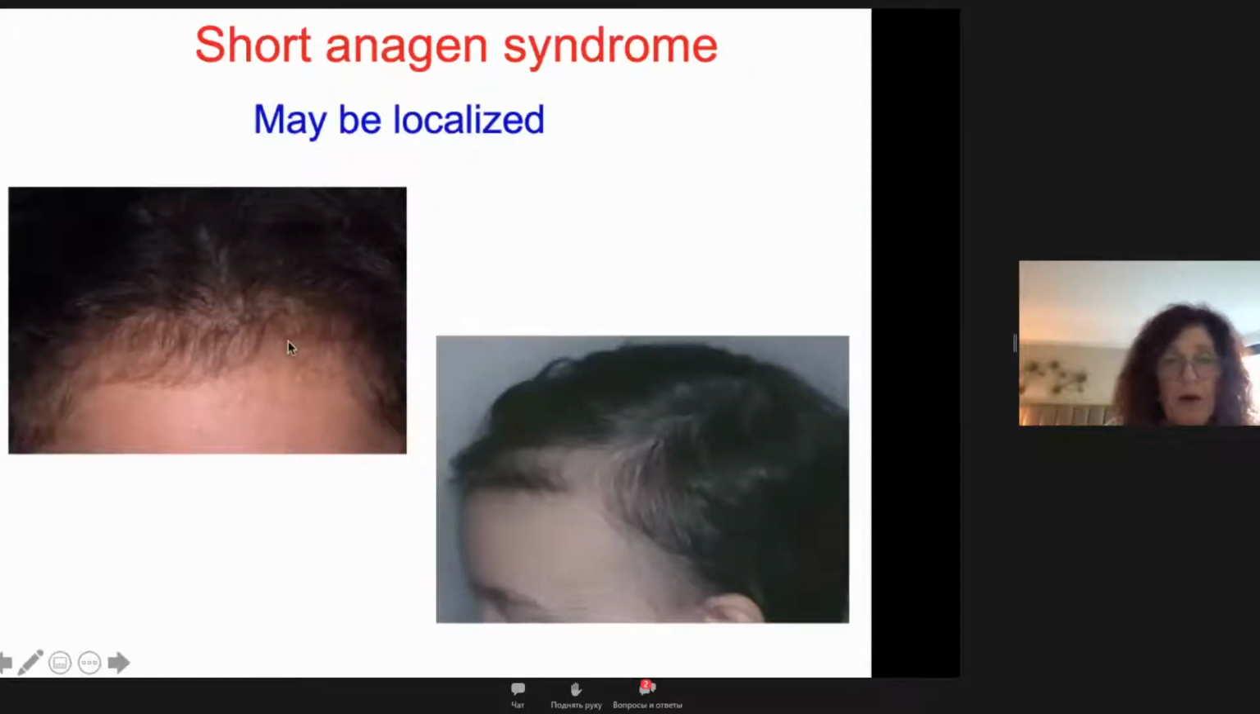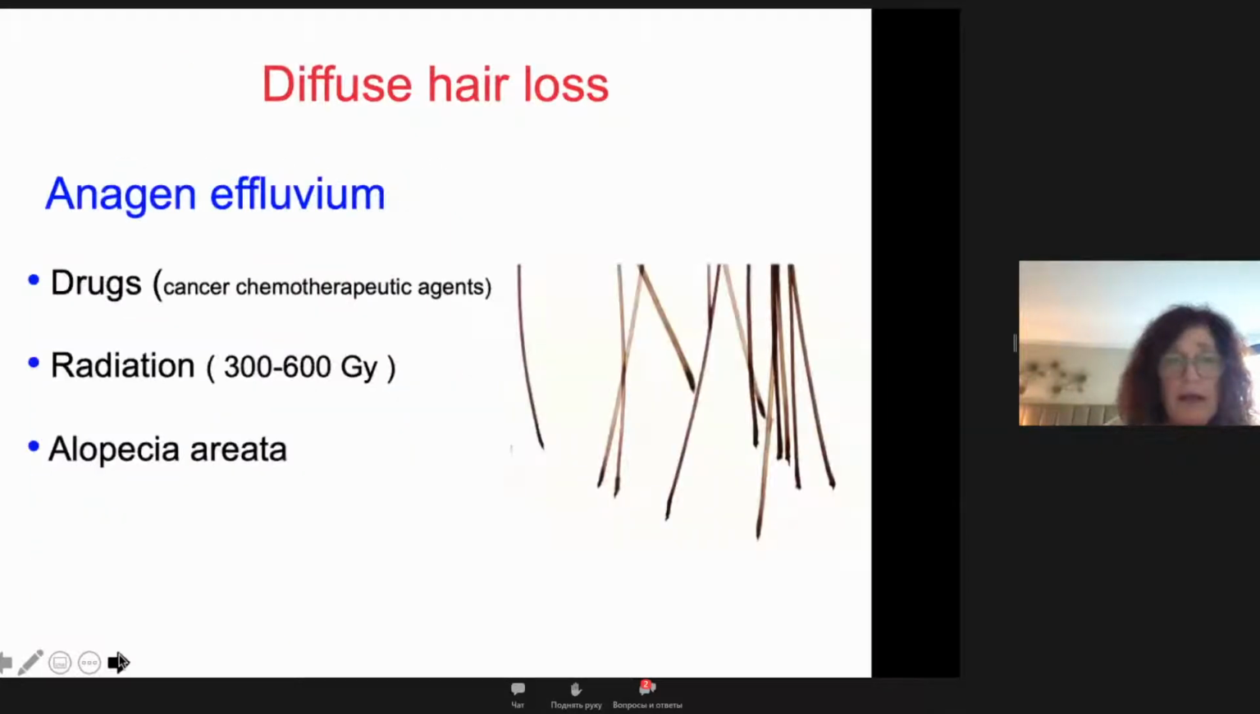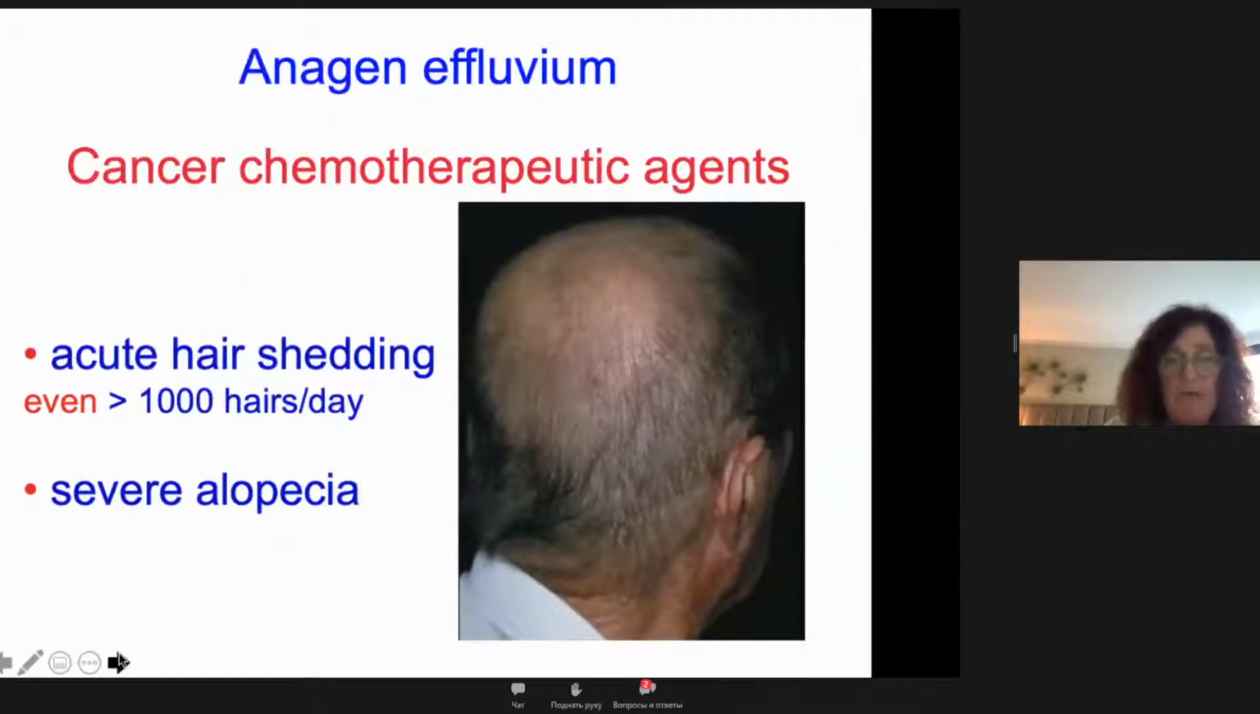And sometimes it may be localized, and you see that often in adults, who complain that the hairline has baby hair, as they call it, and this is a variety of short anagen syndrome. Then, as we said, dystrophic roots are typical of anagen effluvium, and anagen effluvium you see in alopecia areata or in chemotherapy alopecia, and also radiation causes anagen effluvium. And here you see an example of a diffuse anagen effluvium from chemotherapy. Keep in mind that they often retain the hair in the occipital area, but the alopecia is usually very severe.